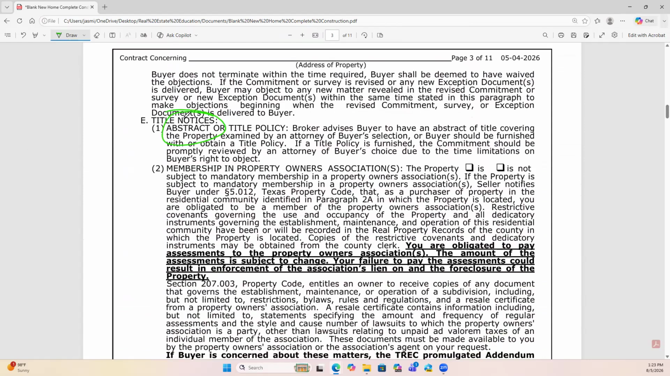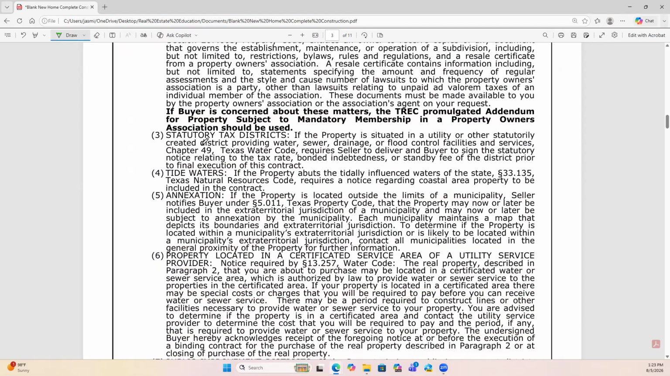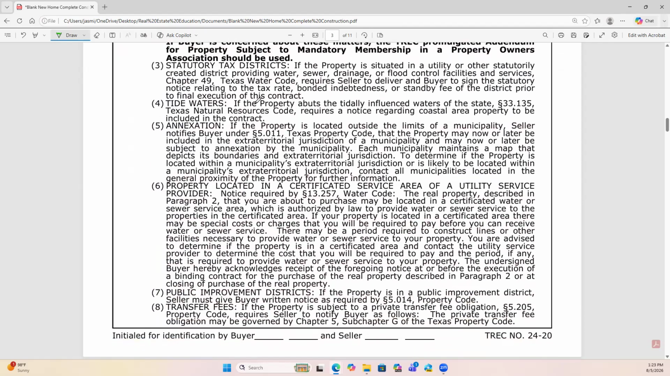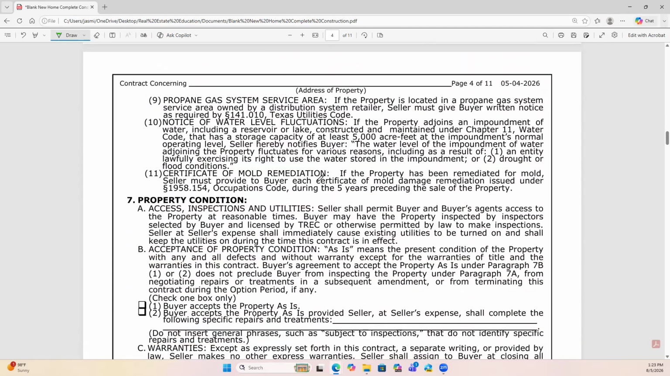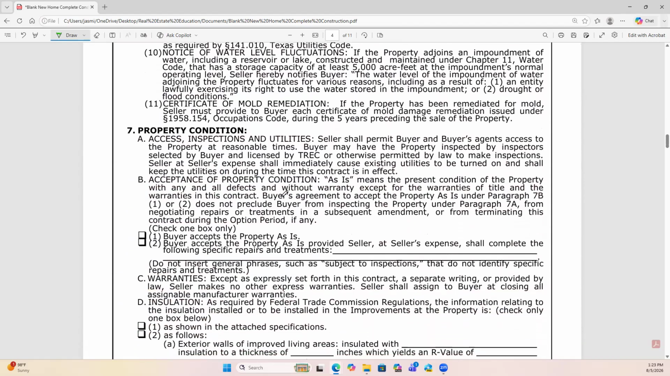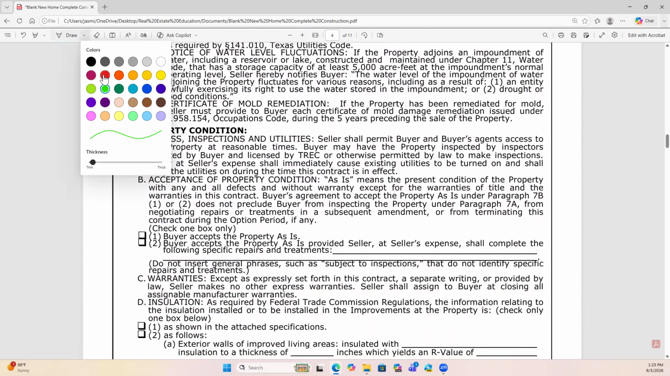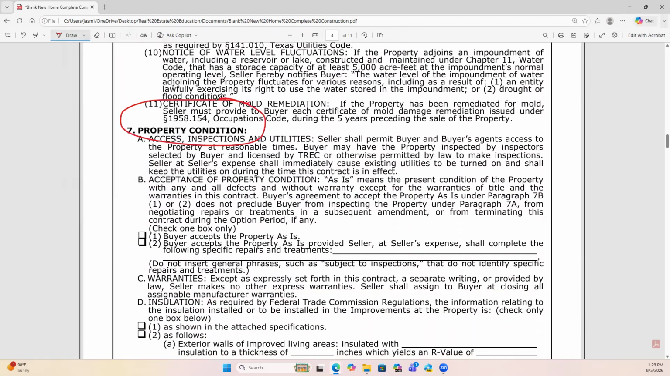Our title notices, none of this has changed. Is the property in or not in an HOA? Do we have statutory tax districts or anything else listed here? If we do, we need to add those notices to the contract or the addendum that's relevant to these notices. Our property condition is where we're going to start seeing the change. Okay. Not too many changes, but we are going to see changes here.